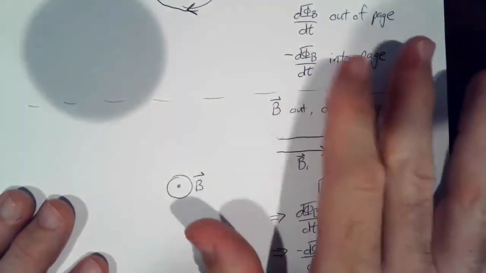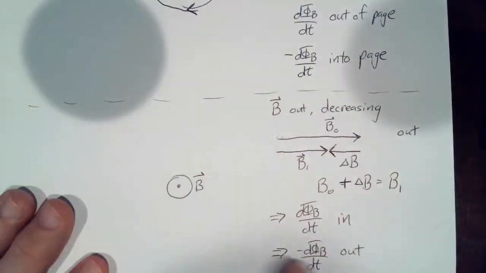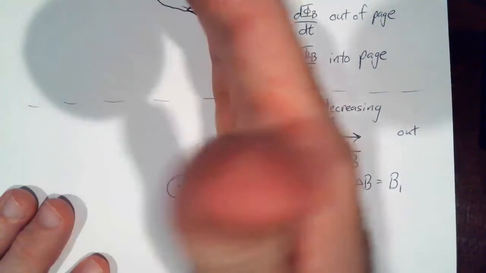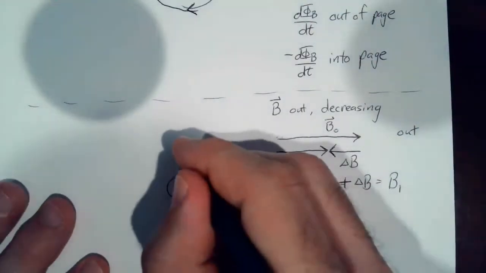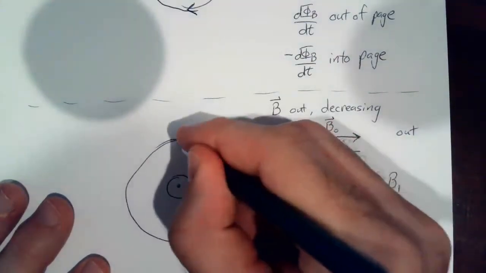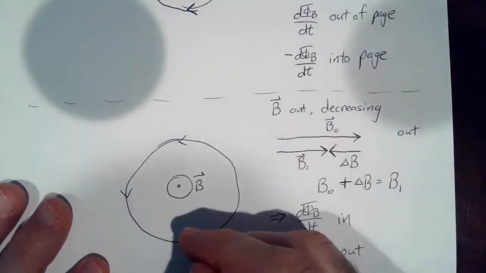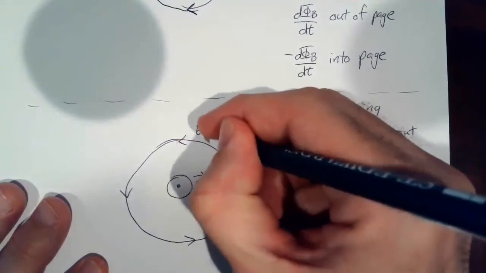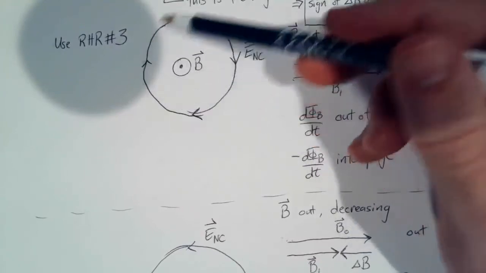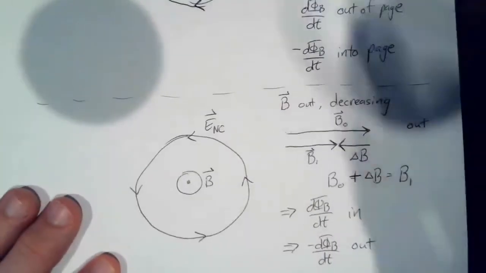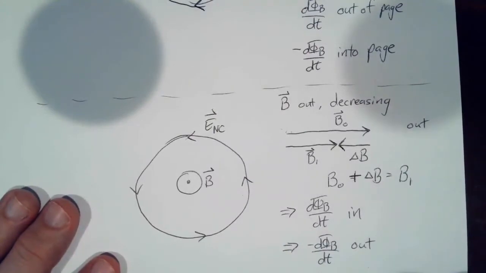And so now I go over here, right hand rule number 3. I point my thumb in the direction of negative d phi dt. So I point my thumb out, and my fingers wrap counterclockwise now. And so you can see that in one case, if the magnetic field increases, I get a clockwise current. If it decreases, I get a counterclockwise current.